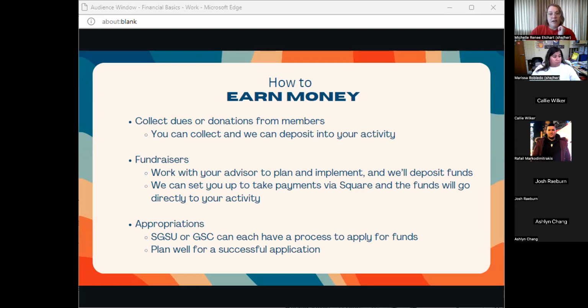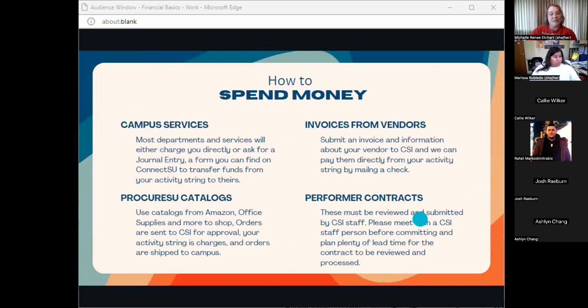Okay, I'm going to move ahead to how to spend money, which is how you use your activity string. There are tons of ways to spend your money. Campus services, most businesses on campus or service providers will just charge you directly. Like when you order catering or get copies made at Reprographics, you tell them some information when you submit the order.